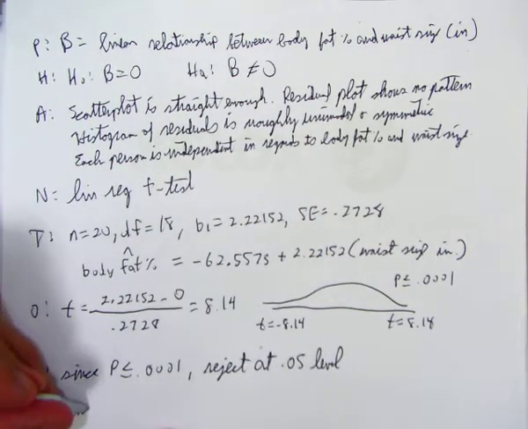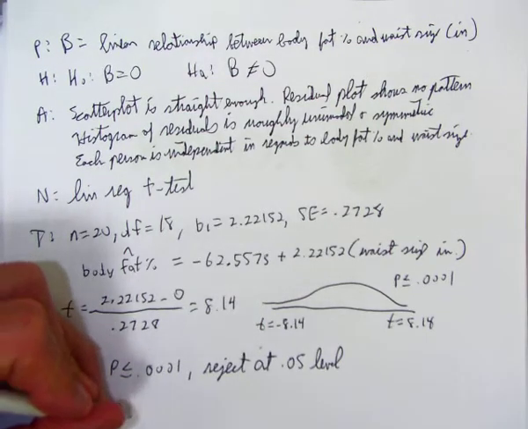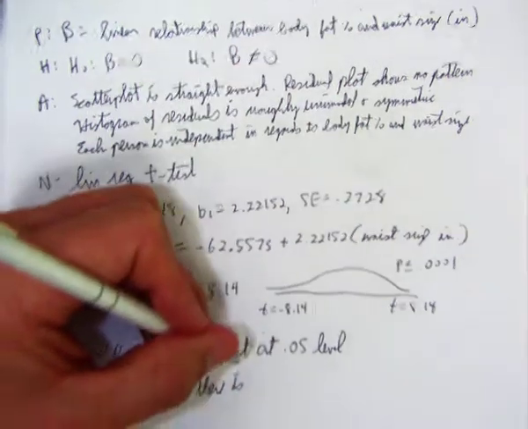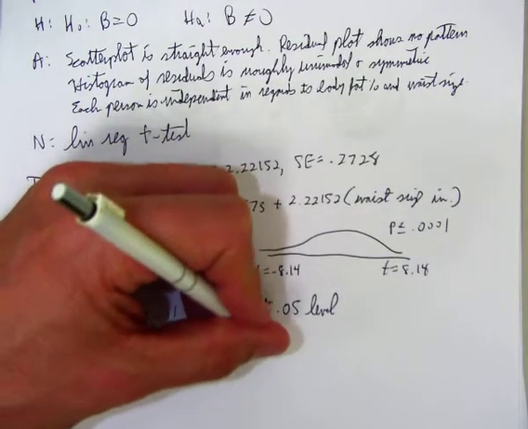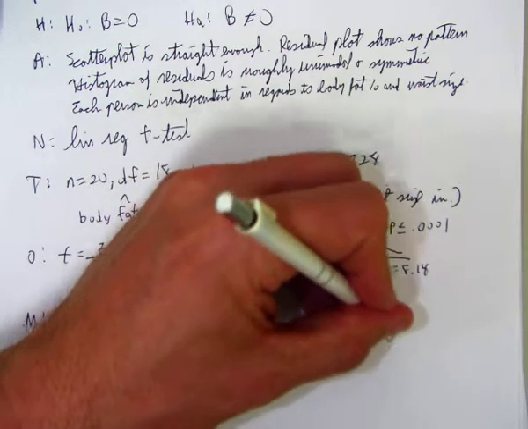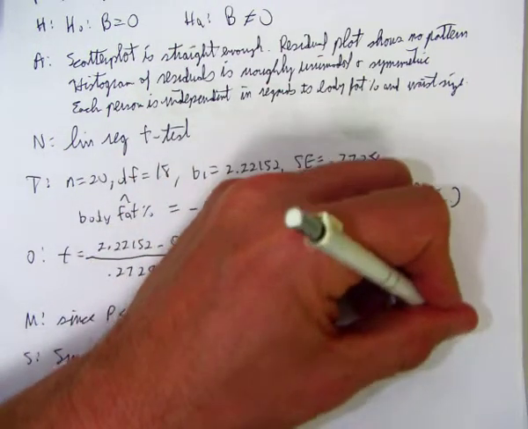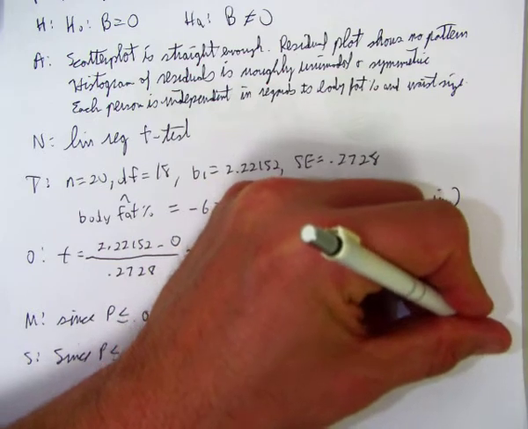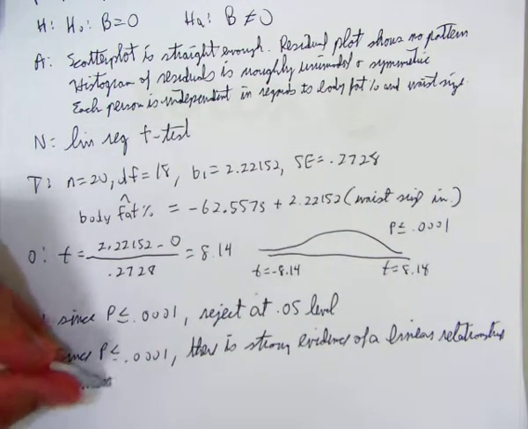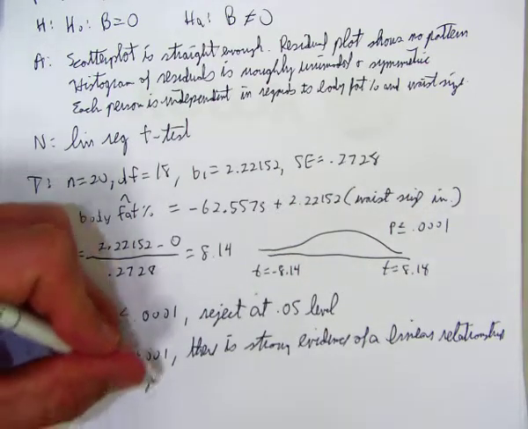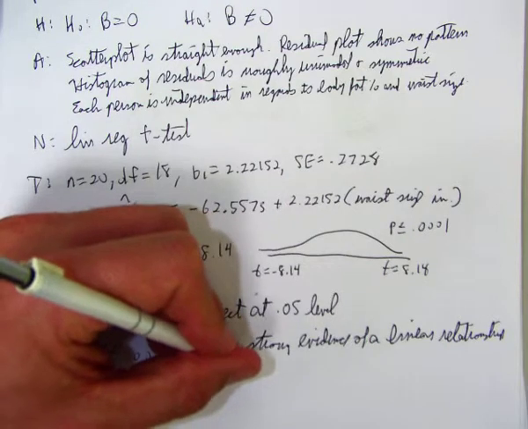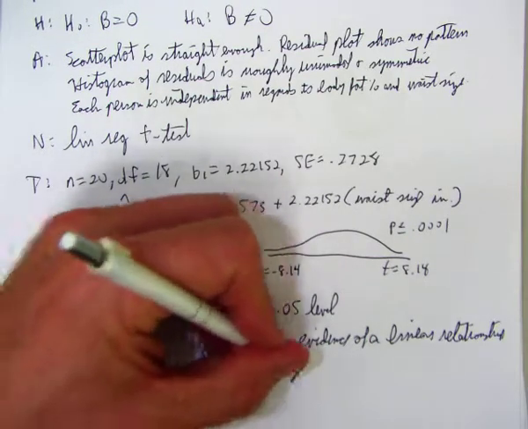And our conclusion, since P is less than 0.0001, there is strong evidence of a linear relationship between body fat percentage and waist size in inches.